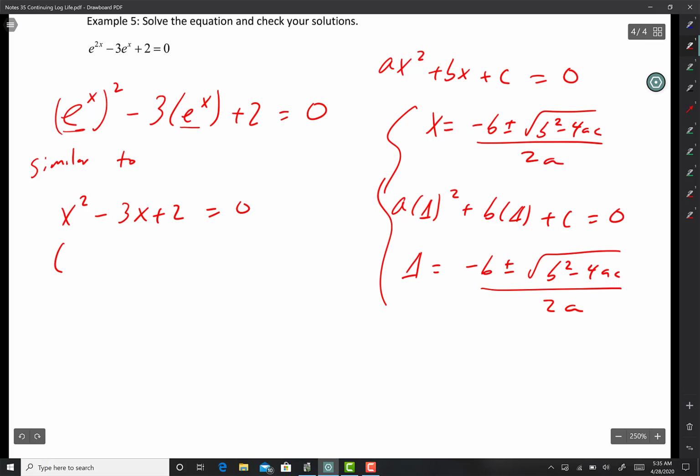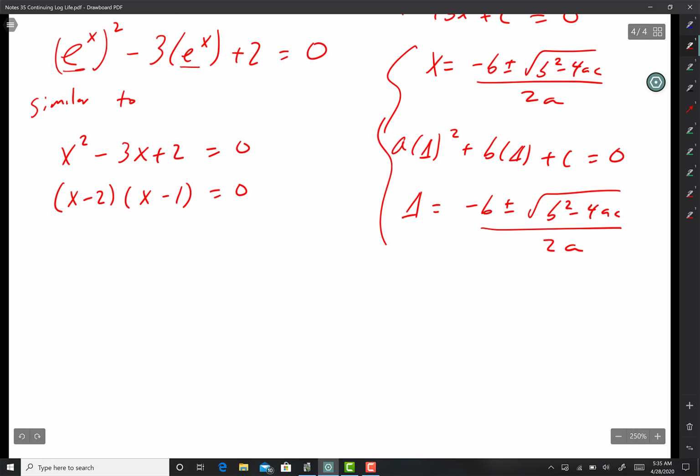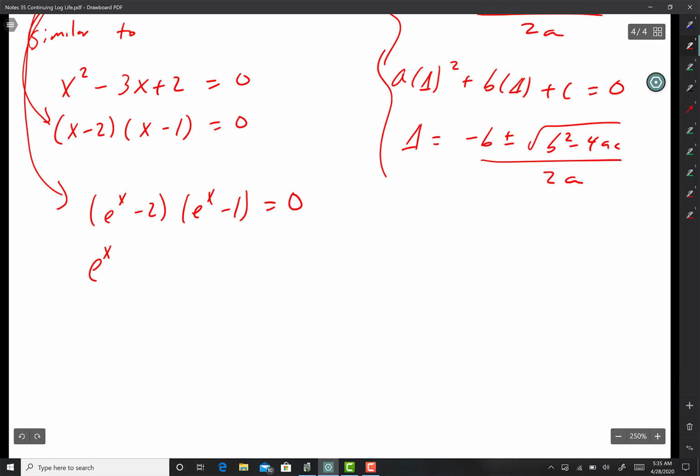Is this factorable? Well, yeah, that one is definitely factorable: x minus 2, x minus 1 equals 0. Negative times a negative is a positive, and negative 2 minus 1 is negative 3. So if this is similar to that, then I can write my new expression as e to the x minus 2, e to the x minus 1 equals 0. So now I can just solve. I can say e to the x equals 2, and that definitely is possible. And e to the x equals 1. This one's simple: e to the x equals 1, the only one that will work is x equals 0.